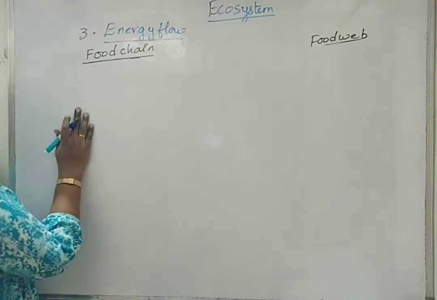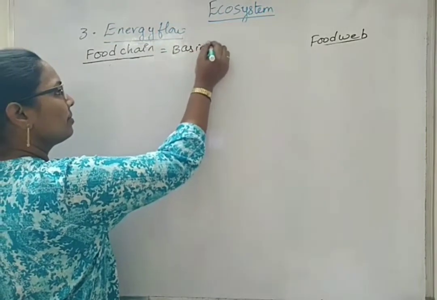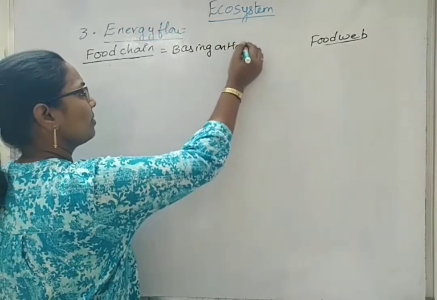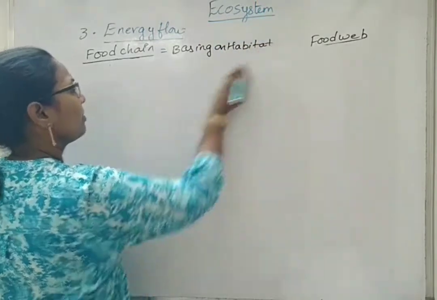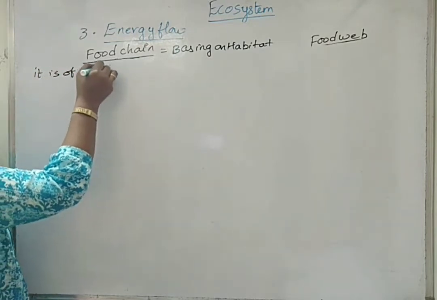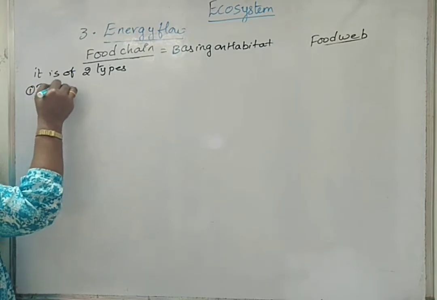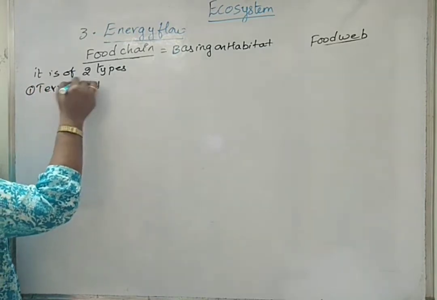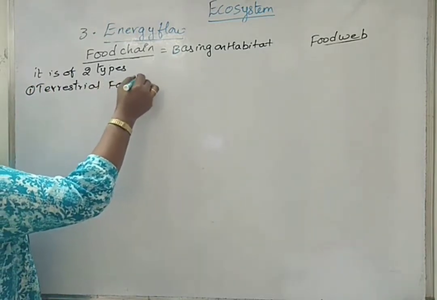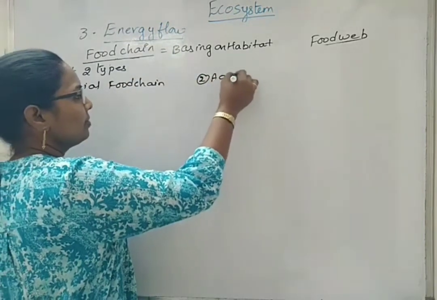Food chain is of two types. One is the terrestrial food chain. The second one is the aquatic food chain.